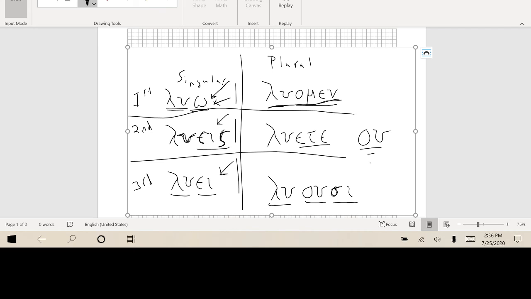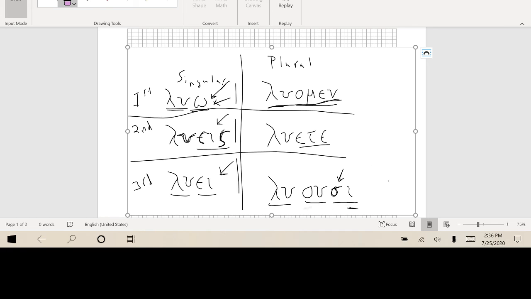So ooh. This is a sigma right here. Makes an s sound, like an S. And an iota makes a sound like hit, hi, it. So oo, s, i.